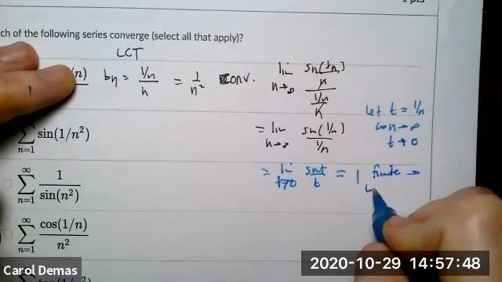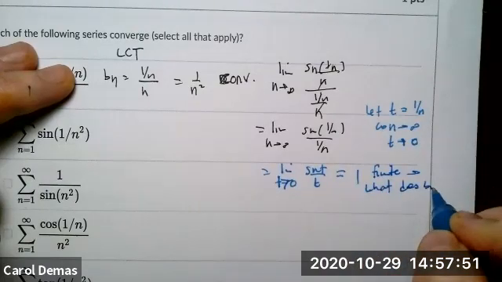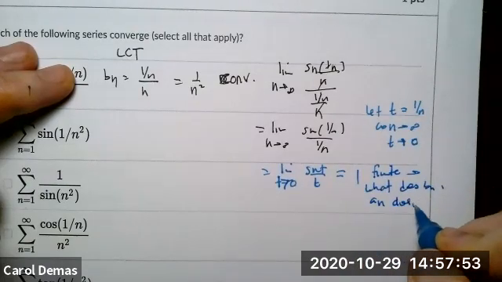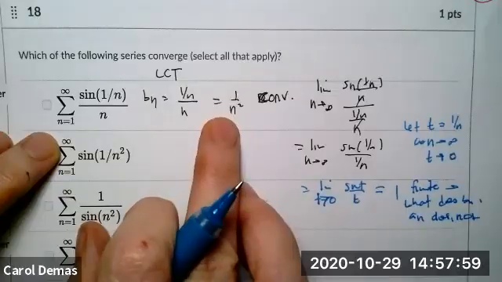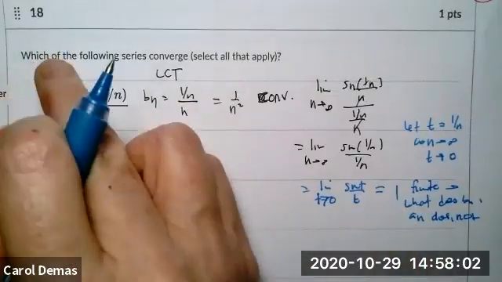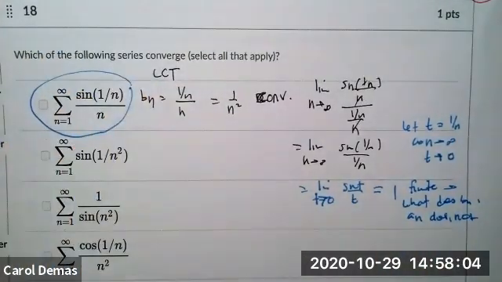So that tells us what bn does. An does it too. So do we converge or diverge? Bn converges. The limit is finite, so this one converges. I think I need another piece of paper for the next one.